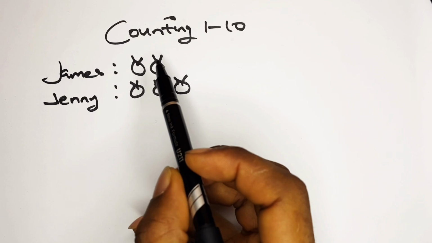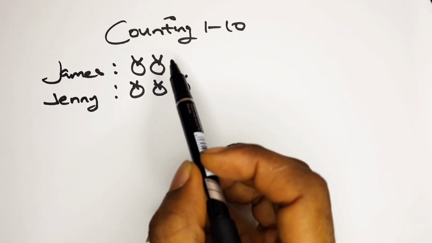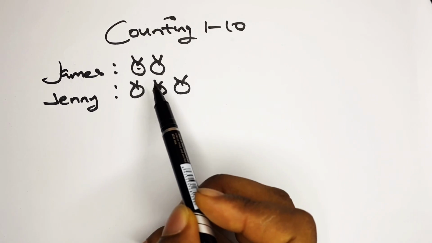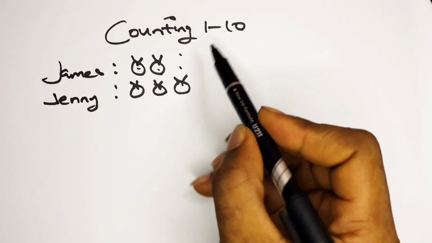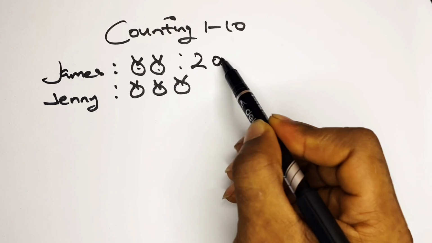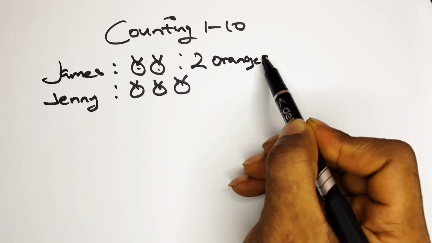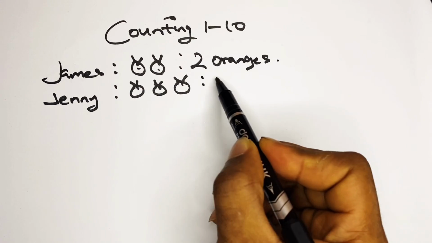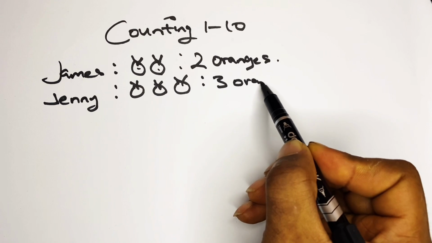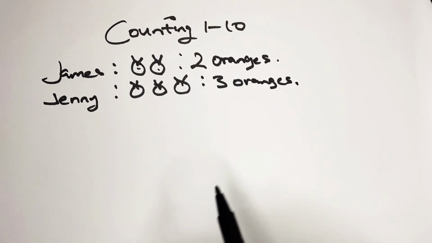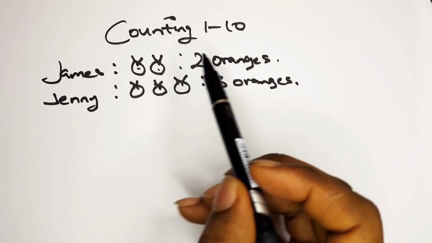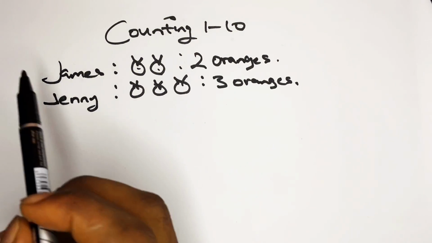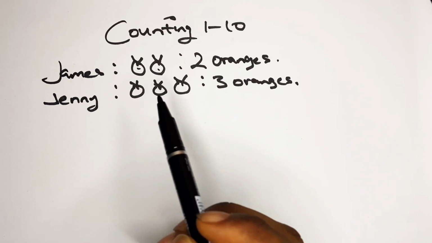So when we count, we say numbers in order, which is 1, 2. So we can now tell that James has 2 oranges and Jenny has 3 oranges. So numbers help us to compare how many things we have. They help us to measure how many things we have in our possession.